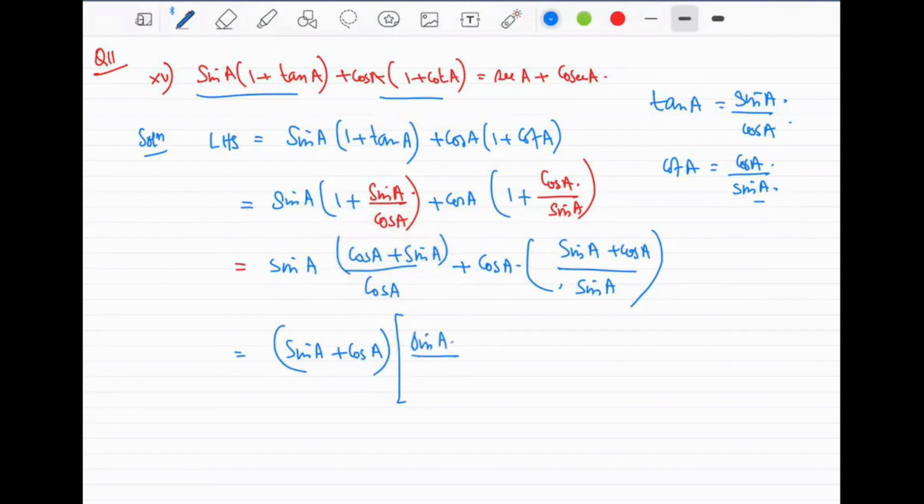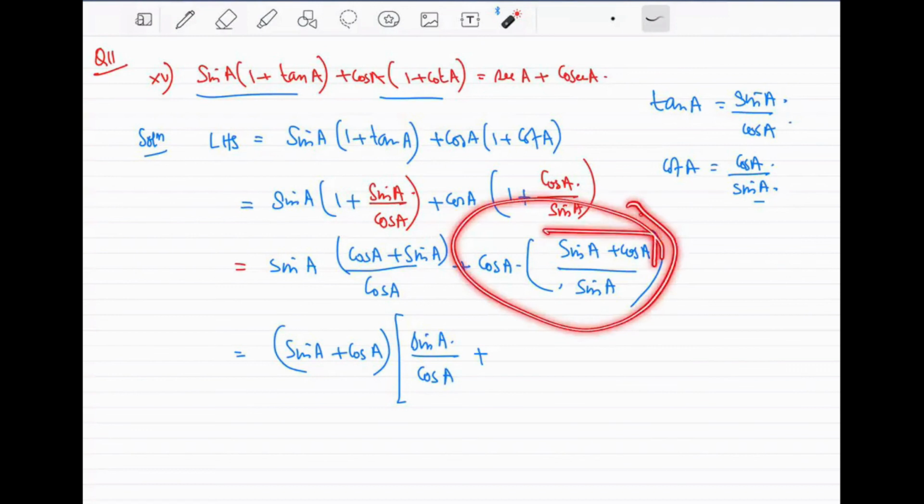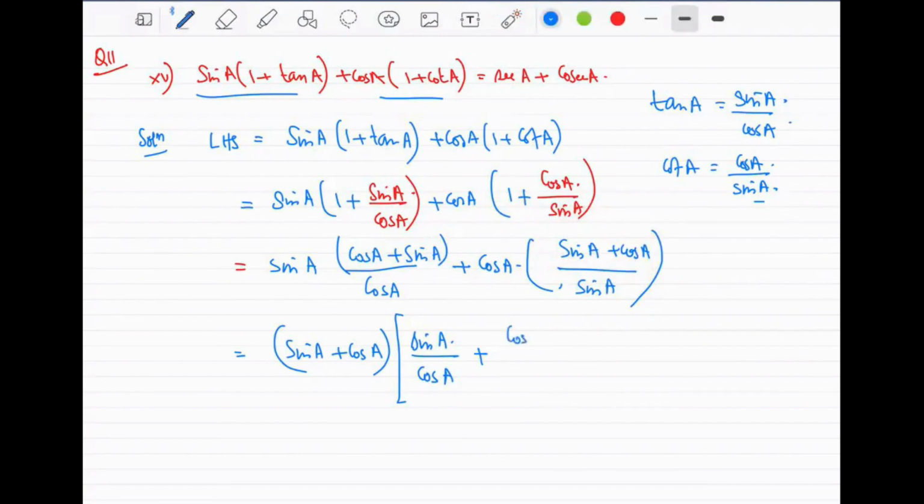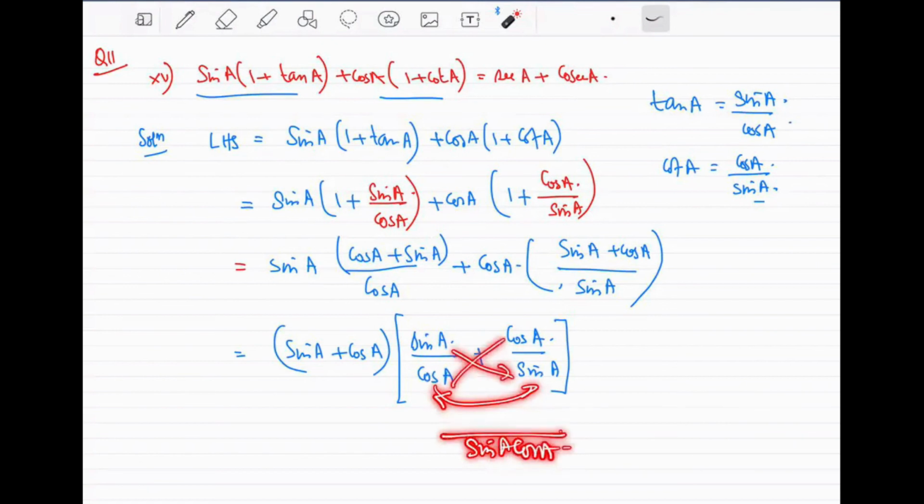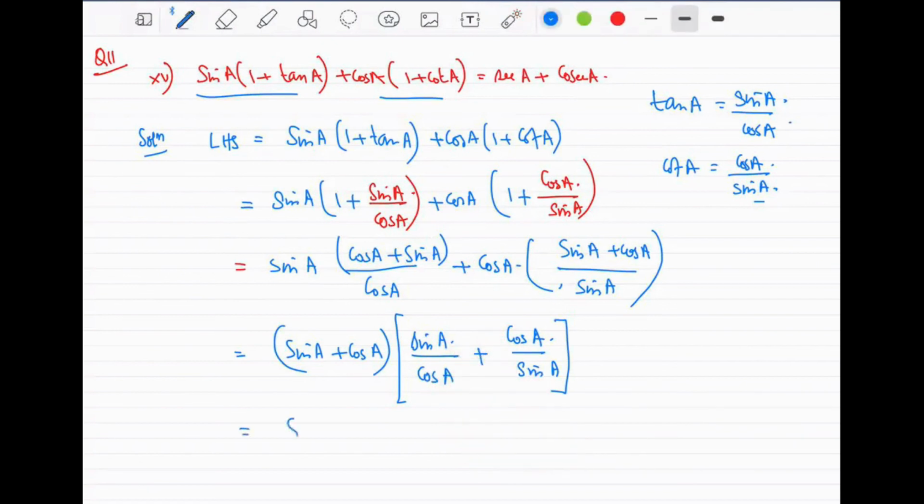So sine A by cos A plus, from this whole term again, the sine A plus cos A part is taken away. That means this cos A and sine A is remaining. So keep it here. You will get cos A by sine A. Again, you combine these two terms. We will multiply the denominator first, sine A cos A, and then do cross multiplication. So what is remaining? Sine A plus cos A whole bracket. Denominator is sine A cos A.